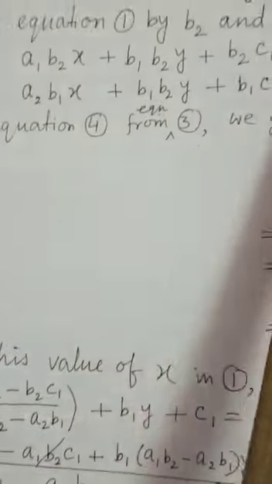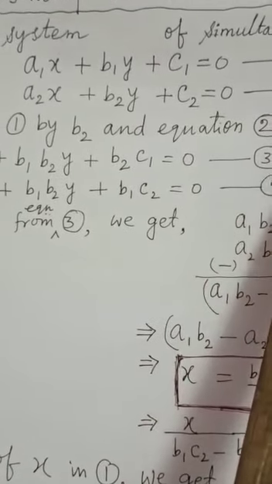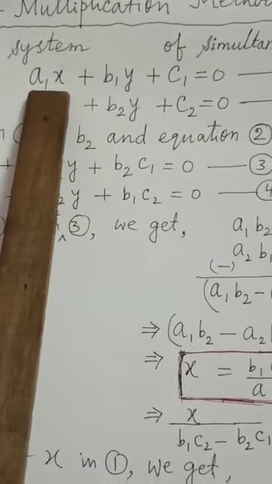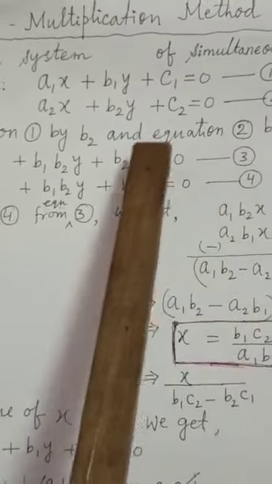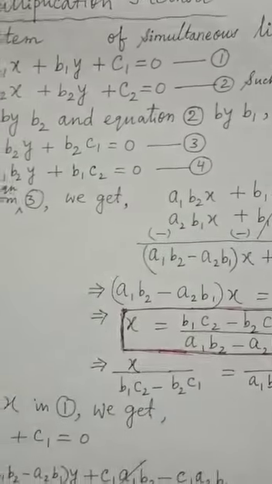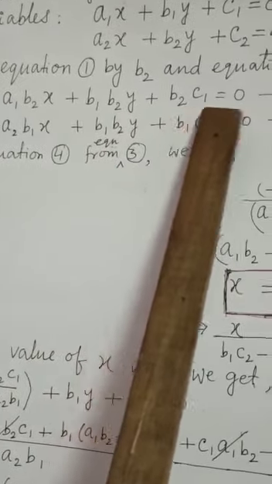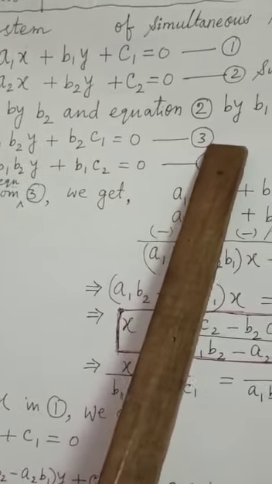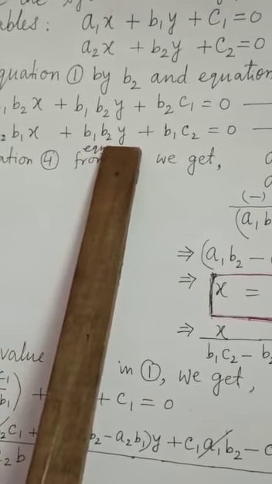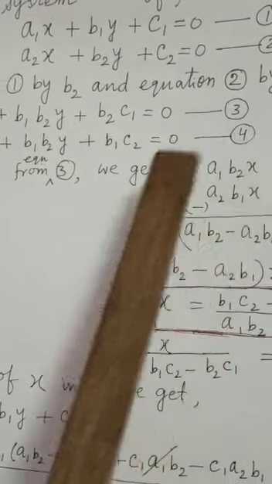Suppose this equation as equation 1. Let us suppose this equation as equation 2. In order to eliminate y, we will multiply equation 1 by b2 and equation 2 by b1, and then we get a1 b2x plus b1 b2y plus b2 c1 is equal to 0. Suppose it to be equation 3, and a2 b1x plus b1 b2y plus b1 c2 is equal to 0. Suppose it to be equation 4.